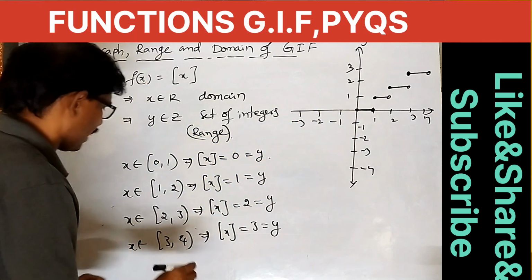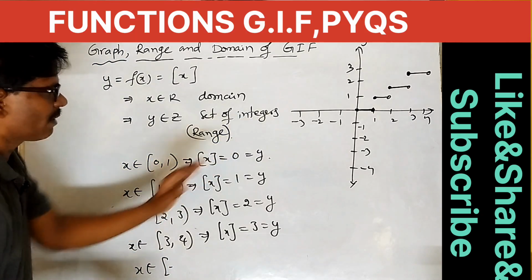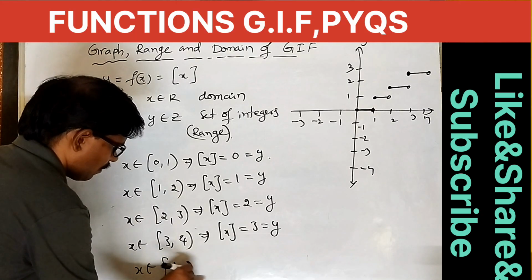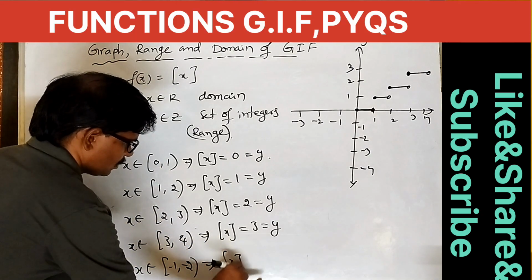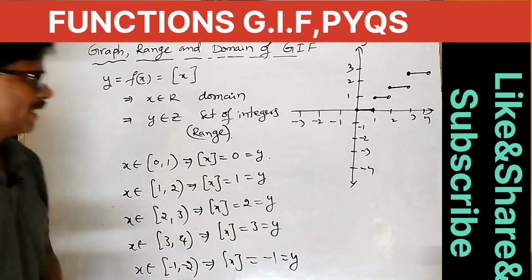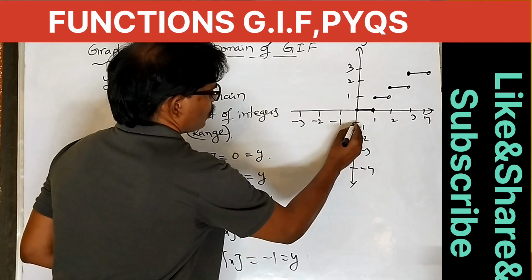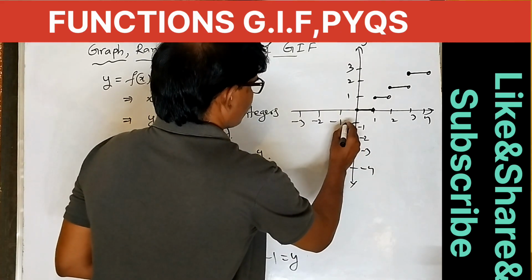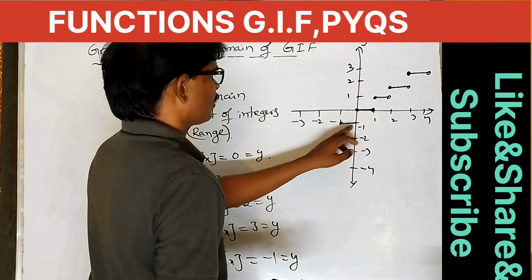Next, x belongs to closed interval minus 1 to open interval minus 2. That implies what is the step of x? Step of x is equal to minus 1, which means y is equal to minus 1. This is y equal to minus 1. What is the value of this one? This is the hollow circle at minus 1.